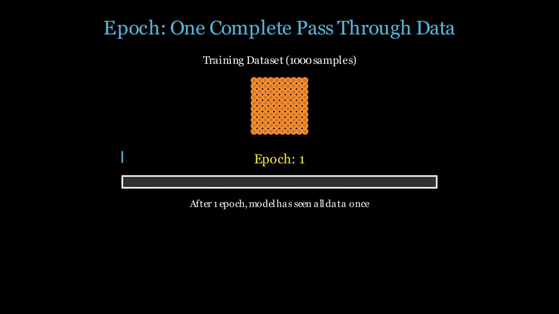Let's see what happens across multiple epochs. In the second epoch, the model goes through the same data again, but now with updated parameters from the first epoch. This allows it to discover deeper patterns and improve its understanding of the data.